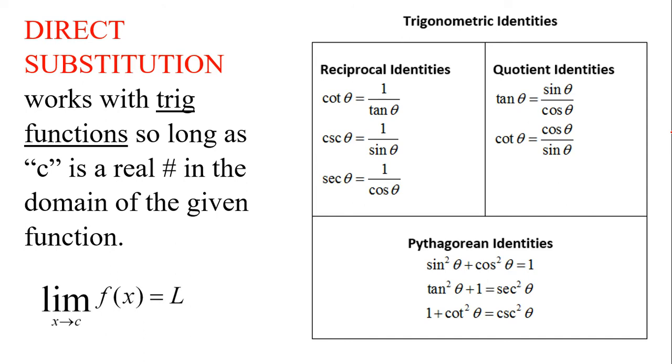But a quick reminder, on the top left, you have your reciprocal identities. The cotangent goes with the tangent, the cosecant with the sine, and the secant with the cosine. Top right, you have the quotient identities. A tangent is a sine over a cosine, and a cotangent is a cos over a sine. And then in the bottom, you have your three Pythagorean identities. And remember, those work for squares only, no other exponent.